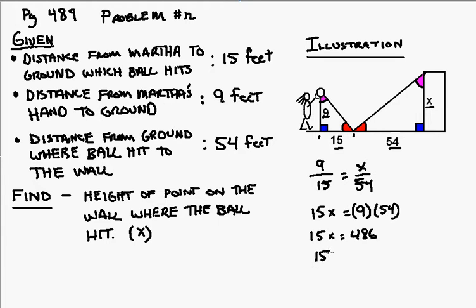And now all I need to do is divide both sides by 15, the number that is multiplying x. So we divide both sides of the equation by 15, and we come up with x being 32.4. So x is 32.4 feet. Alright, so that's part A.